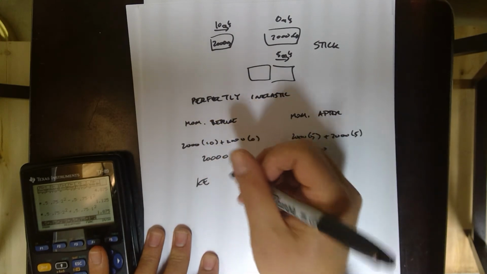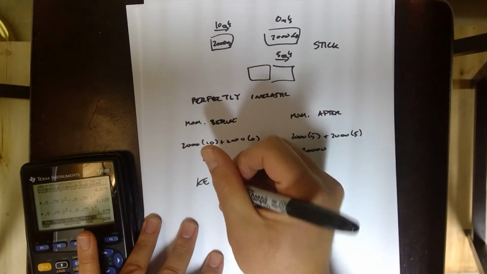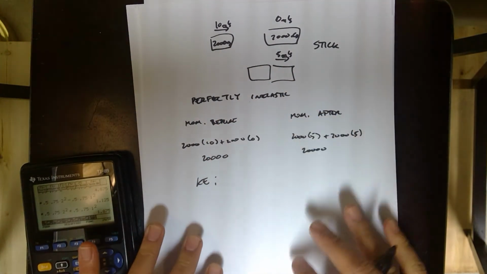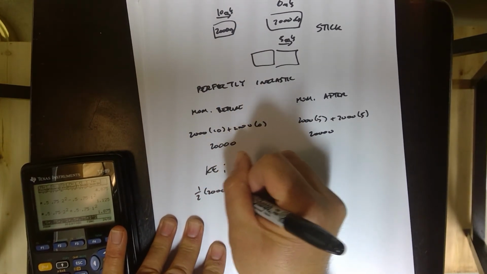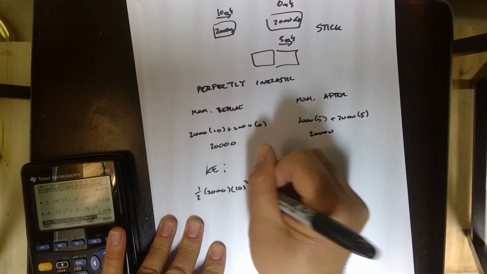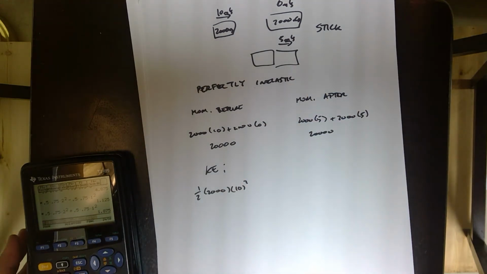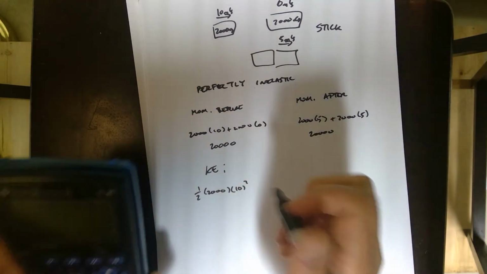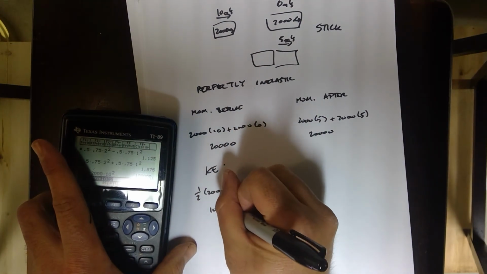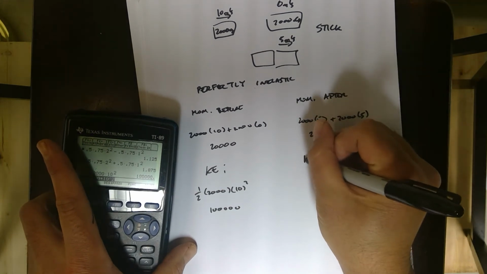Kinetic energy, what we're going to find is we're going to lose a lot of kinetic energy here. The initial kinetic energy would be 1/2 times 2,000 times 10 squared. The other one we don't have to do because it's not even moving. So what do we get here? 100,000 joules. It's a lot of joules.